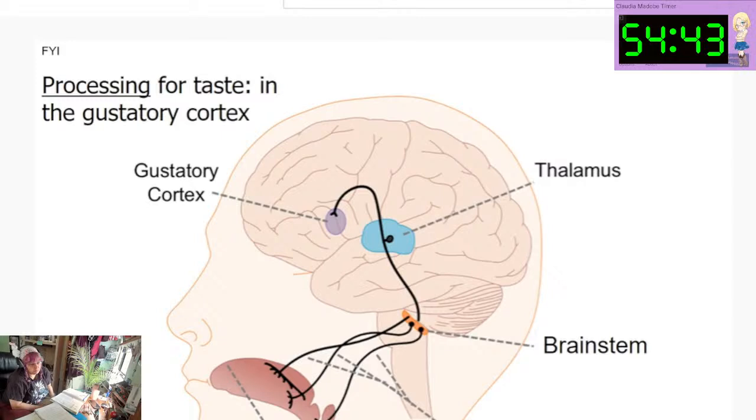So notice that they carry information to the brainstem, the pons, and then the thalamus, which is the relay center for sensory information. And lastly, signals are relayed from the thalamus to, for example, the gustatory cortex. And that's where processing happens. We can say, this tastes sweet, this tastes very sweet, this tastes salty, so on and so forth.